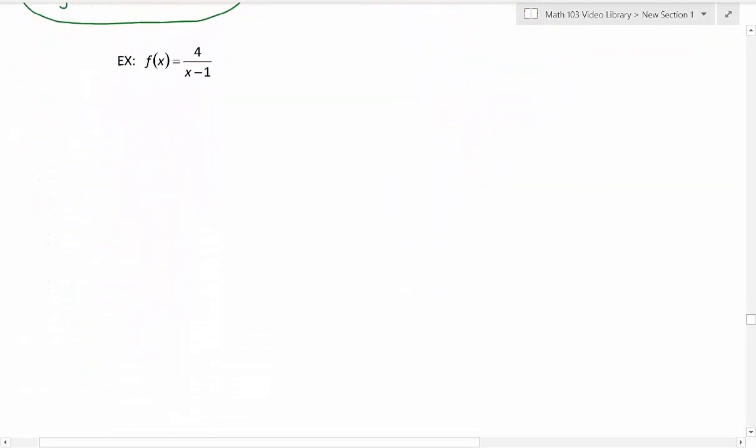Let's look at one more. f of x equals 4 over x minus 1. We want to start by determining whether or not this is a one-to-one function. Well, this is our rational function that's been shifted to the right 1 and vertically expanded by 4.